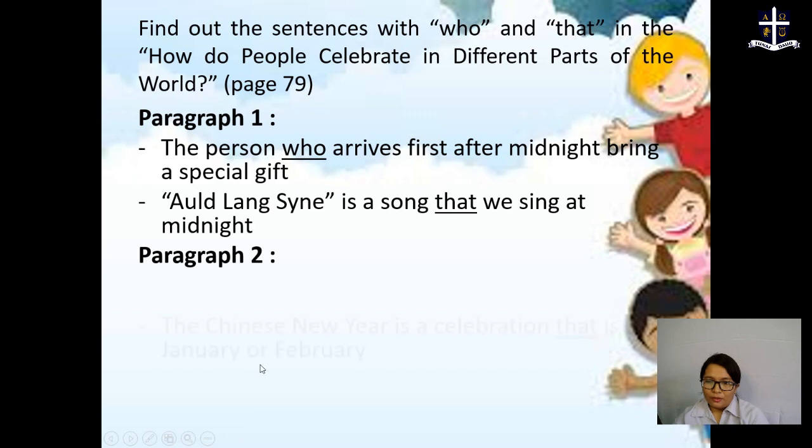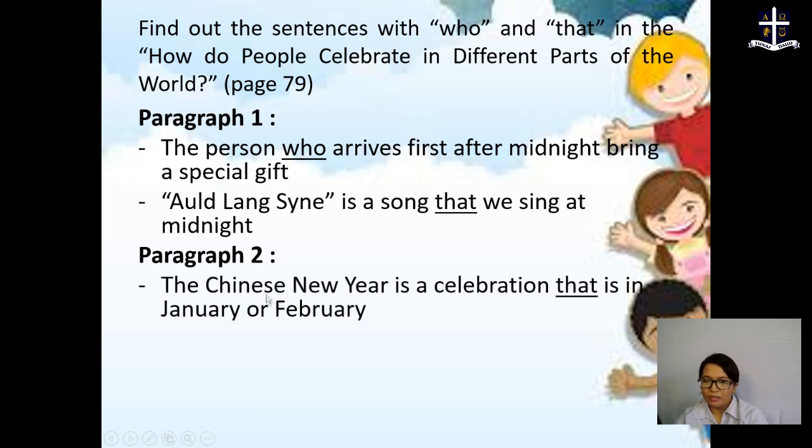Okay, in paragraph 2, so this one, the Chinese New Year is a celebration that is in January or February. So this one you use that. Why? Just look at this one. A celebration is a person or a thing? Yeah. So you use that here because this is a thing.